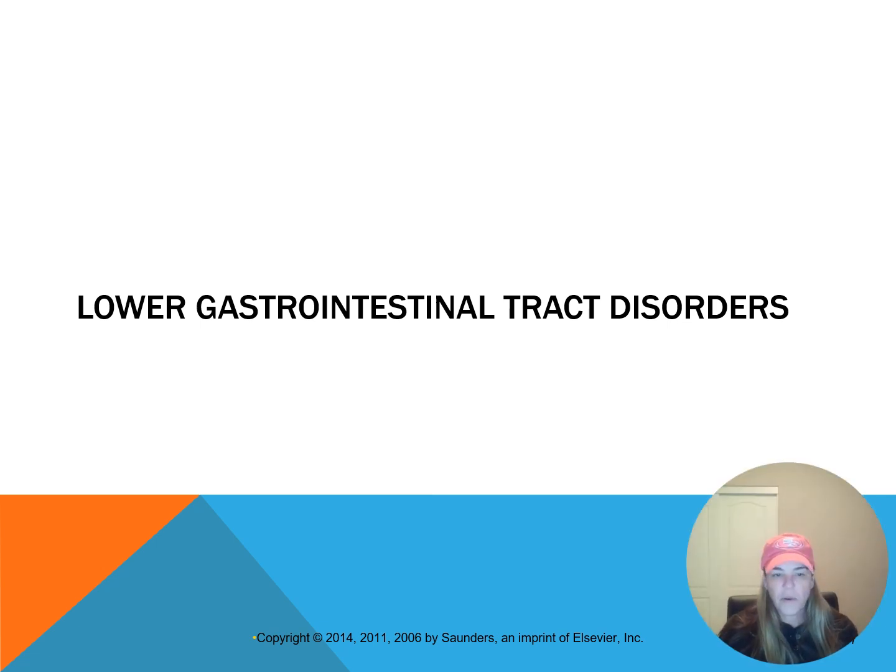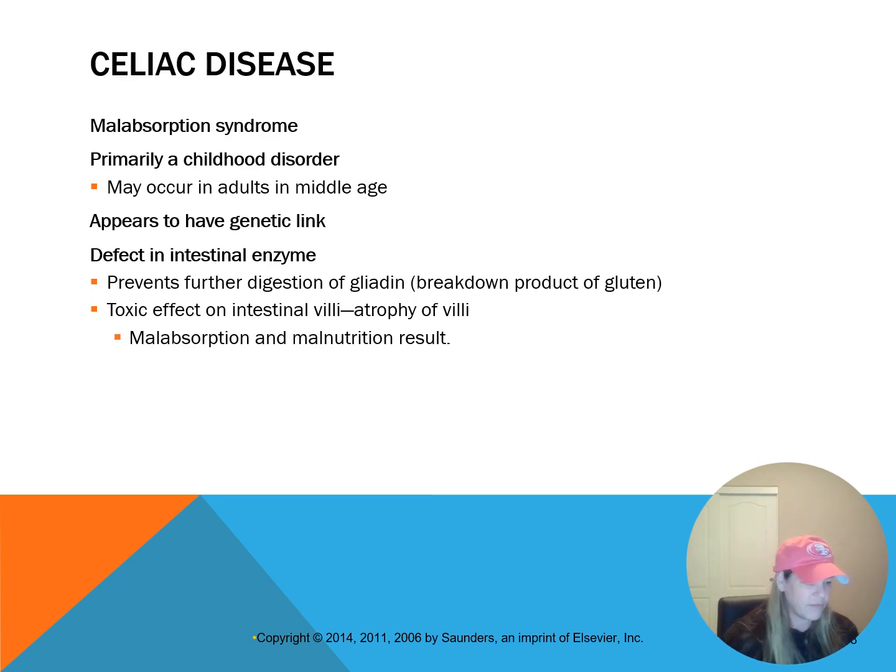Okay, now we're going to talk about lower gastrointestinal tract disorders. Let's see what we have going on here. Celiac disease is a malabsorption syndrome. It's not necessarily a primarily childhood disorder. It can be, but it also occurs in adults in middle age. It appears to have a genetic link, but they really can't say for sure what the cause is. It's a defect in the intestinal enzyme. Basically, it creates a toxic effect, with malabsorption and malnutrition as a result.